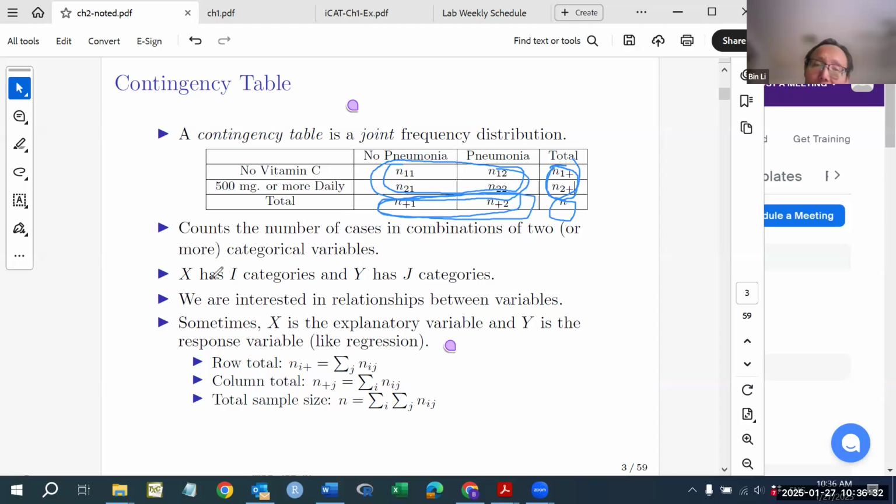But it doesn't have to be 2 by 2. It can be more general. Let's say X has I categories and Y has J categories. This can be not 2 by 2, but I by J. Let's say X is the row variable and Y is the column variable, so we have I rows and J columns. That's the more general definition for contingency tables, two-way. We can also have three-way, but three-way tables have to be represented through multiple two-way tables.